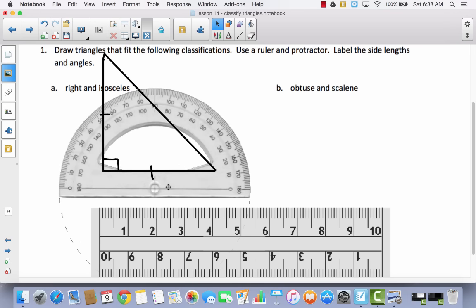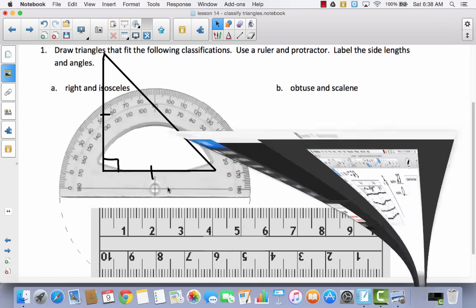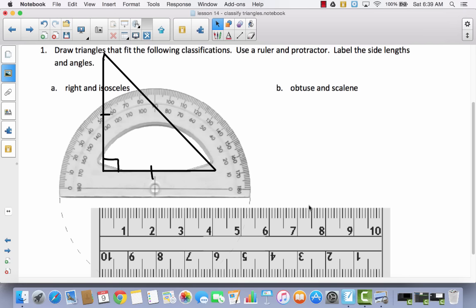It's going to tell us what to do with the angles and also the sides. All right, so now for B, we're going to make an obtuse and scalene triangle. So remember, an obtuse triangle has one obtuse angle and two acute angles. And do you remember what scalene means? Scalene means that it has no equal sides.